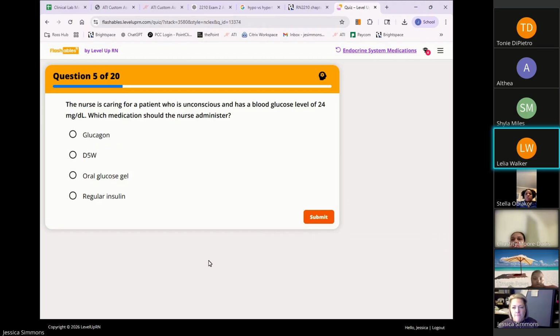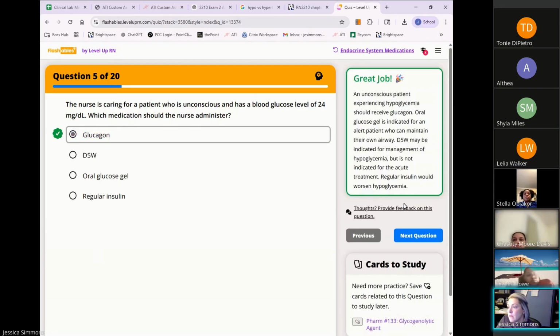D5W. Glucagon. D5W is a big bag of fluid. It's dextrose 5% in water. Now, if that said D50, I would agree with you. I'm going to say glucagon. A. Yeah.